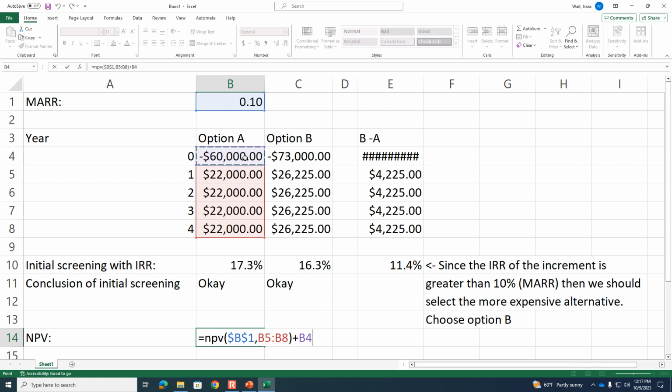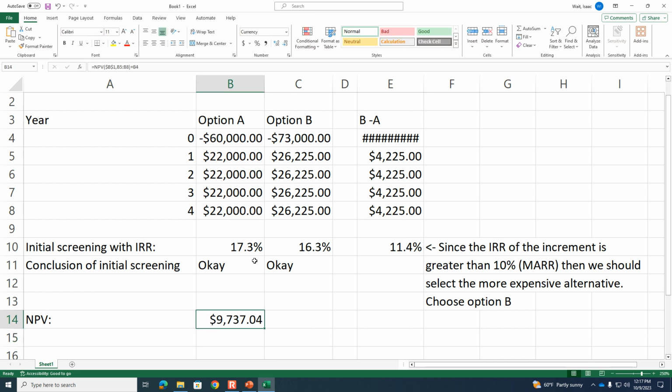So the big warning with NPV, and sadly it's something I have to take points off for in exams occasionally, is don't include the present amount in the NPV function, because it's a conversion function. You don't put amounts that are already at the present into that function.